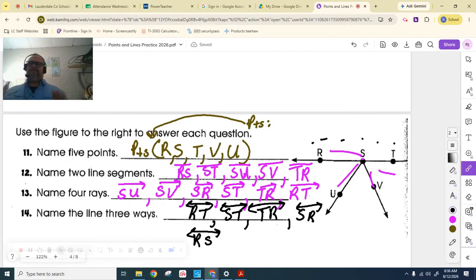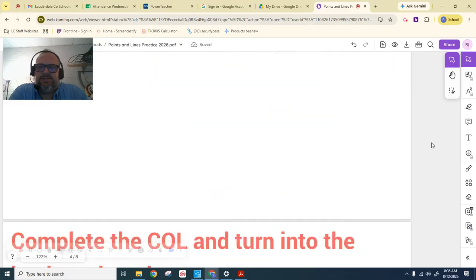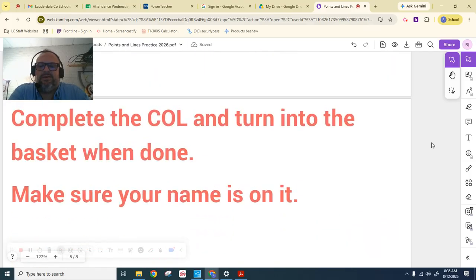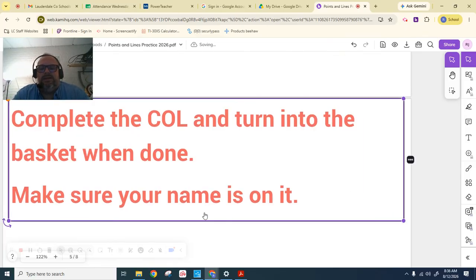All right, now. So, first little dibble dabble, things of that nature. We're about to have a check on learning. The abbreviation for that is COL. So when you see COL this year, that's what it means. You're going to turn it in the basket when you're done.